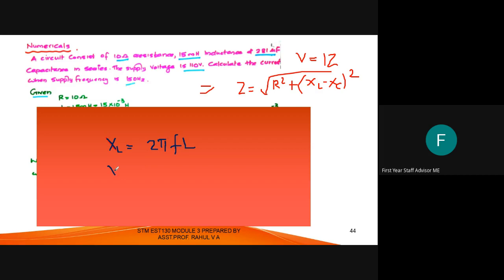Then XC, we already know the equation. XC is equal to 1 by 2 pi fC. So using these equations, you find out XL and XC value, then impedance, and also find out what is the value of current.